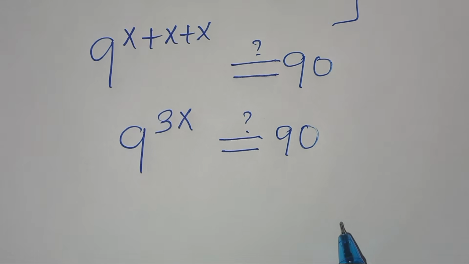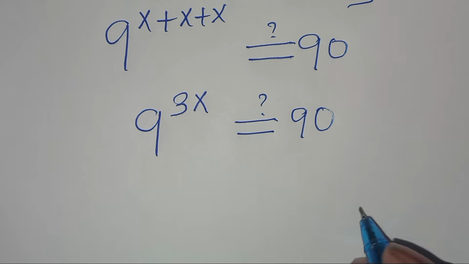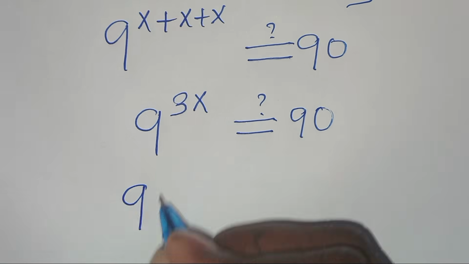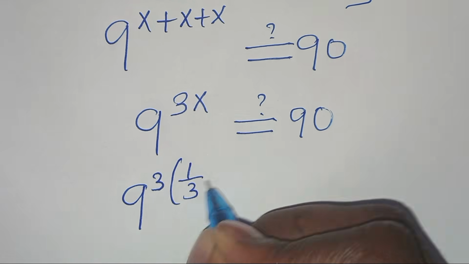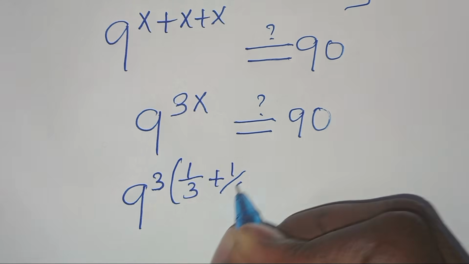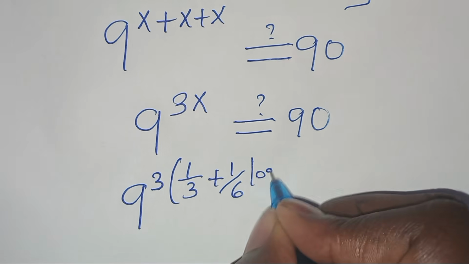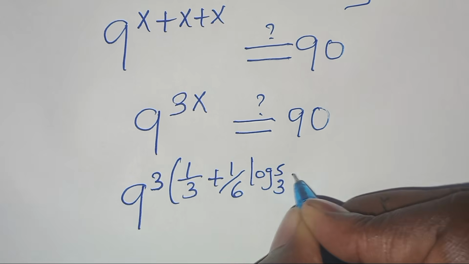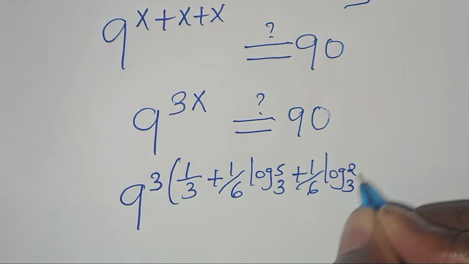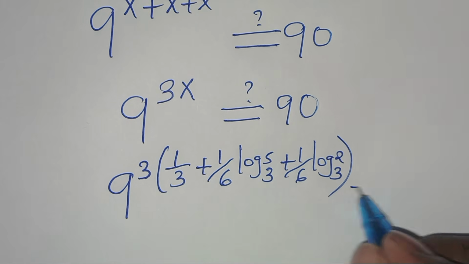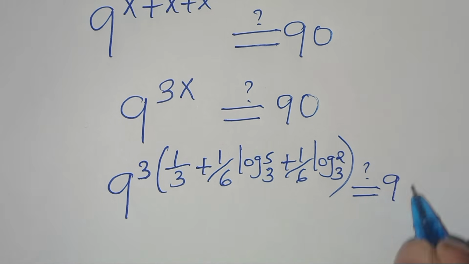Now let's substitute the value of x here. So we have 9 raised to the power of 3 times x, which is 1 over 3, plus 1 over 6. This is log 5 to base 3. Then plus 1 over 6. This is log 2 to base 3. Close the parentheses. This is supposed to give us a value of 90.